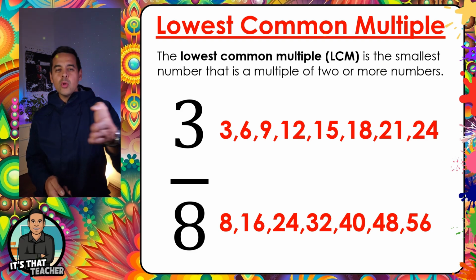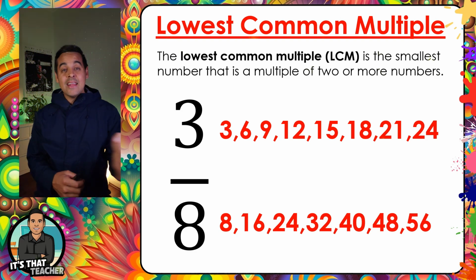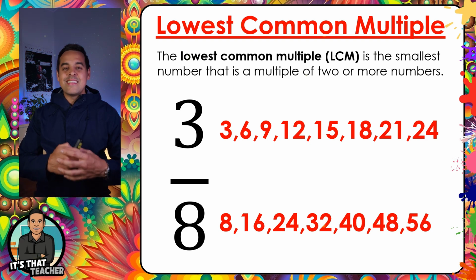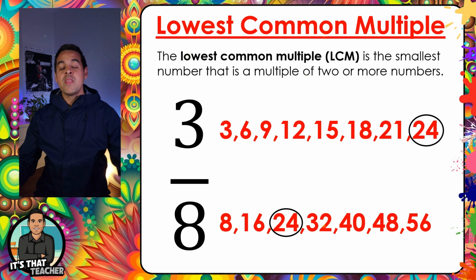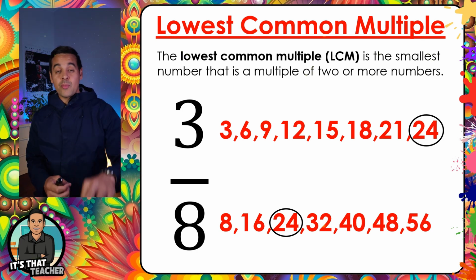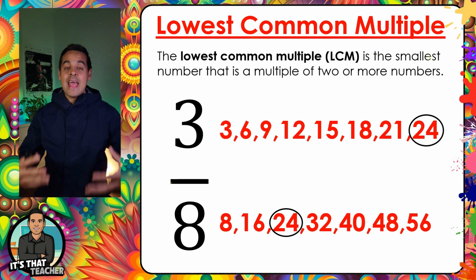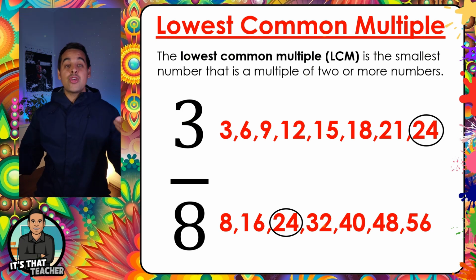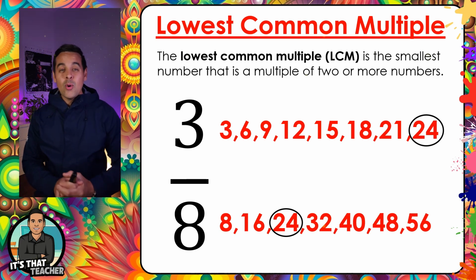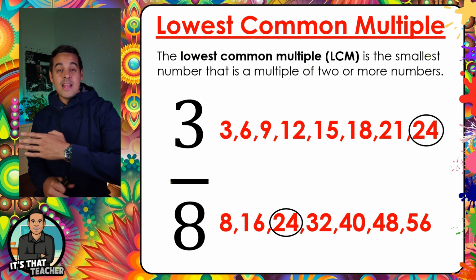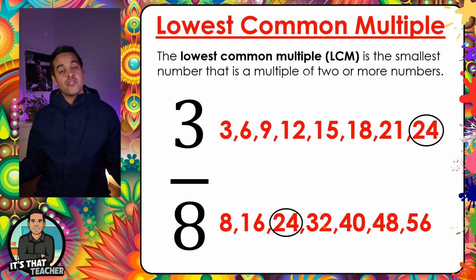So, if you look at the 3 times tables and the 8 times tables here, nothing is the same until you hit the number 24. Now, the 24 is both a multiple of the 3 times tables and the 8 times tables. It is a common multiple because it's shared between both numbers, and there's no shared multiple that is smaller than this number. So that is your lowest or smallest common multiple.